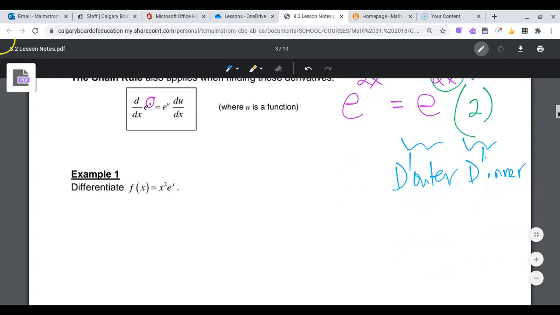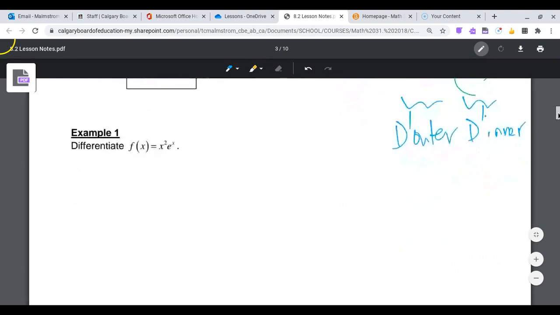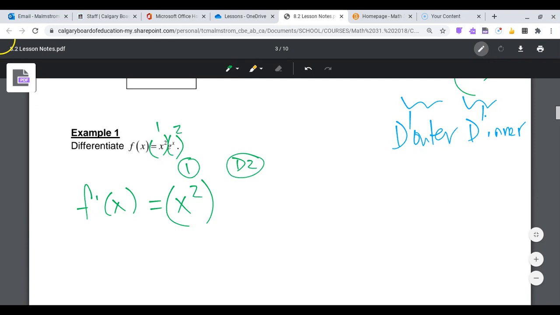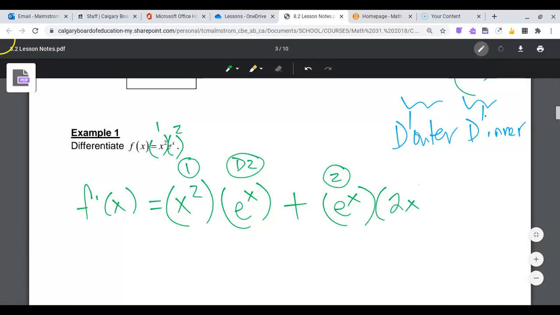All right, let's do some. We have the function x squared times e to the x. So we have to recognize this is the product rule. So f prime of x is going to be 1d2 plus 2d1. Product rule is so much fun. So 1 is x squared, and 1d2: the derivative of e to the x is just e to the x, plus 2, which is e to the x, d1, and the derivative of x squared is 2x.